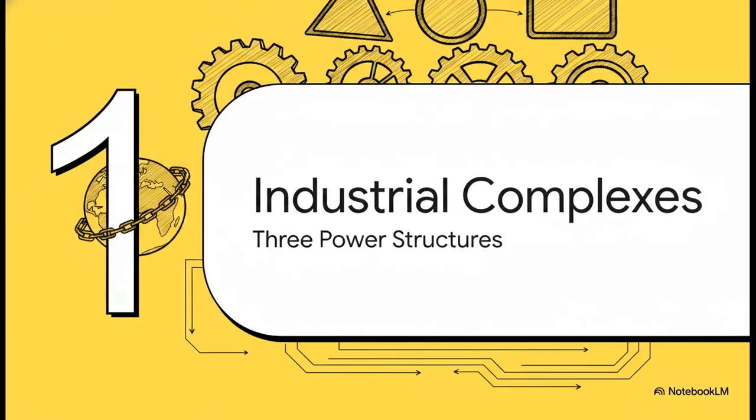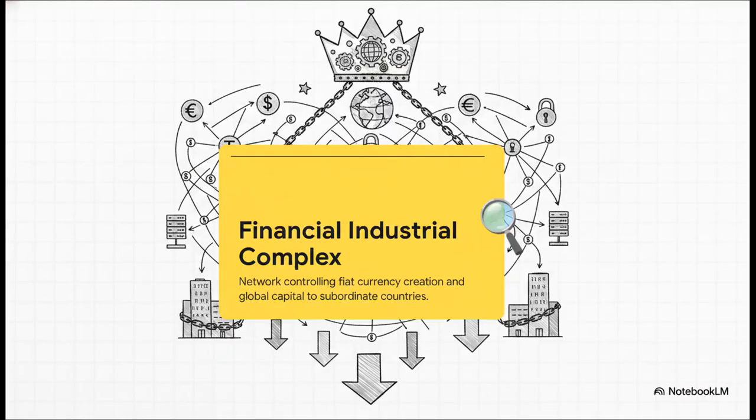Section 1. The three industrial complexes. We're going to start by mapping out the actual machine. These are the overarching power structures that sit way above traditional governments. At the absolute top of the food chain sits the financial industrial complex, or the FIC. Now, we're not just talking about one big bank here. It's a massive transnational network of asset managers, central banks, and financial institutions. They hold the ultimate power simply by dictating who gets access to capital. Because every public entity on Earth needs funding, the FIC controls fiat currency creation and directs global capital flows. This effectively subordinates governments to their specific agendas.